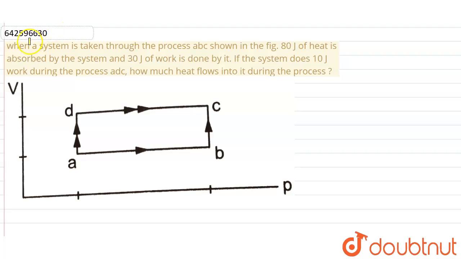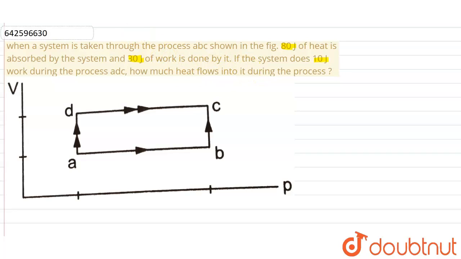Hello everyone. So our question is, when a system is taken through the process ABC shown in the figure, 80 joules of heat is absorbed by the system and 30 joules of work is done by the system. If the system does 10 joules of work during the process ADC, how much heat flows into it during the process?